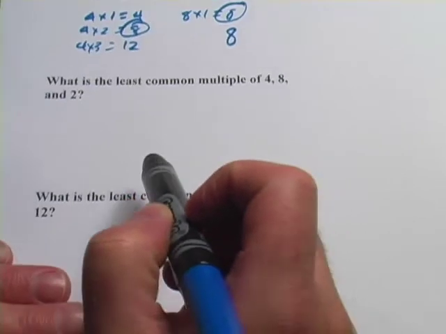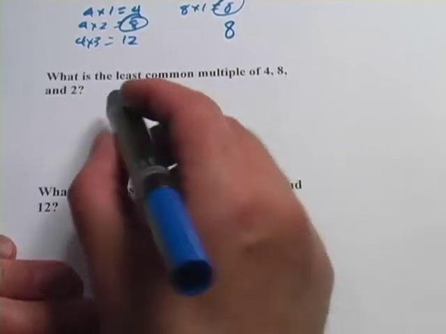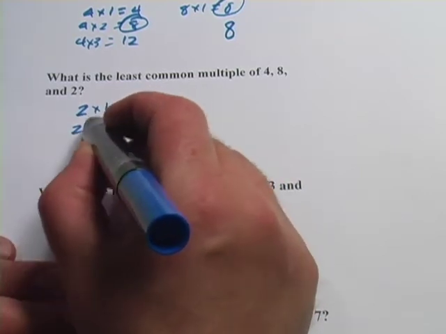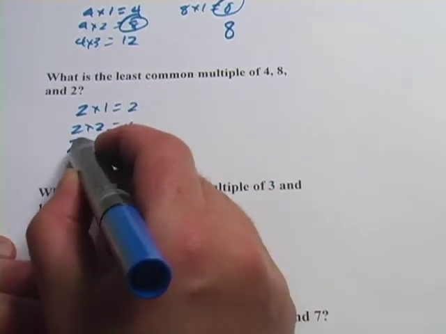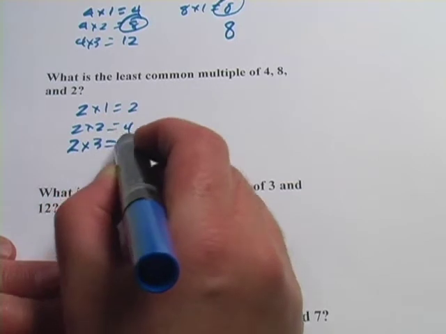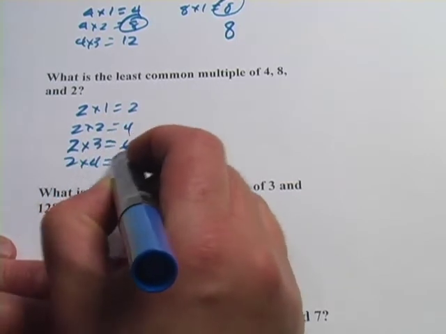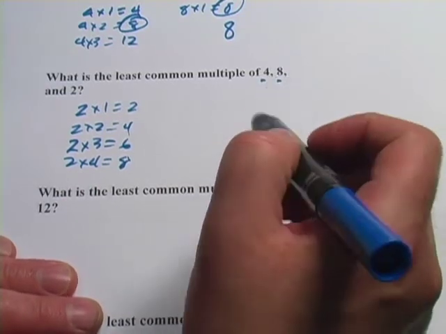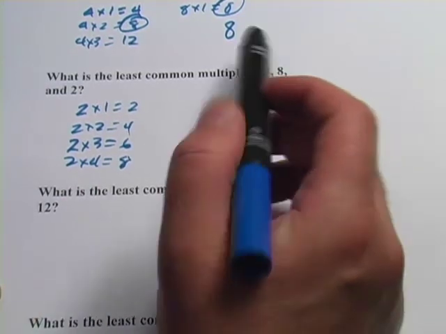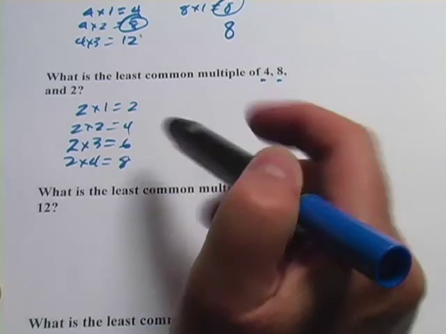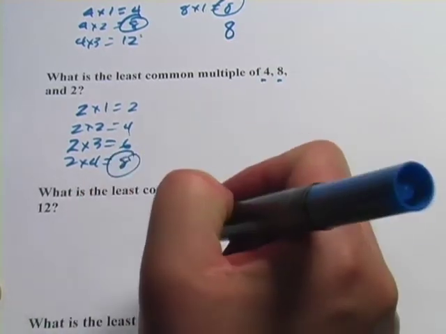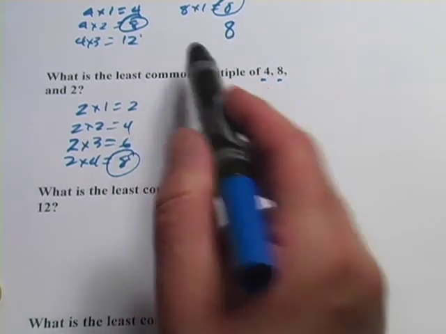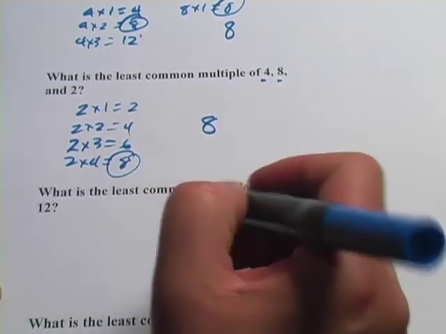Let's try it with the next one. This one has 2, 4, and 8. Well, the multiples of 2 are 2 times 1 equals 2, 2 times 2 equals 4, 2 times 3 equals 6, 2 times 4 equals 8. We could go on, but we're not going to have to because in the last problem we looked at the common multiples of 4 and 8, and we found that 8 was the least common. Well, 8 here is also a multiple of 2, so the least common multiple between 4 and 8 and 2 is 8.